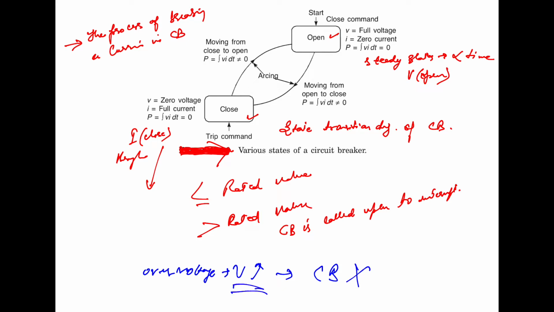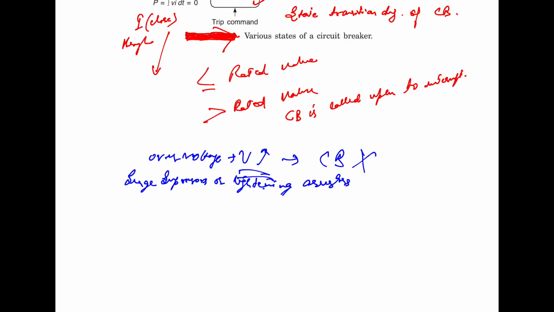In case of overvoltages, when the voltage is very high, the surge suppressors or the lightning arrestors are supposed to kick in and bypass the overvoltage to the ground. They bypass the overvoltage to ground by providing a short circuit till the excess energy is dissipated.